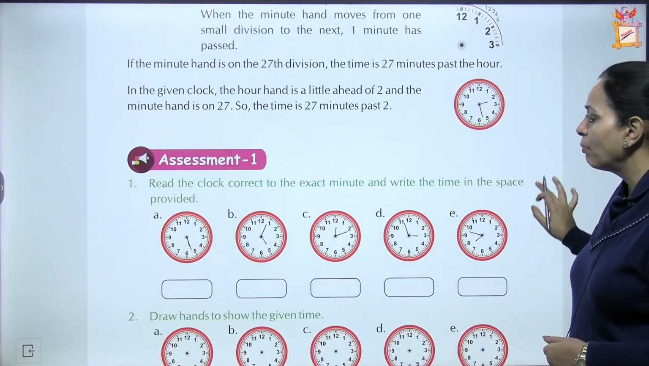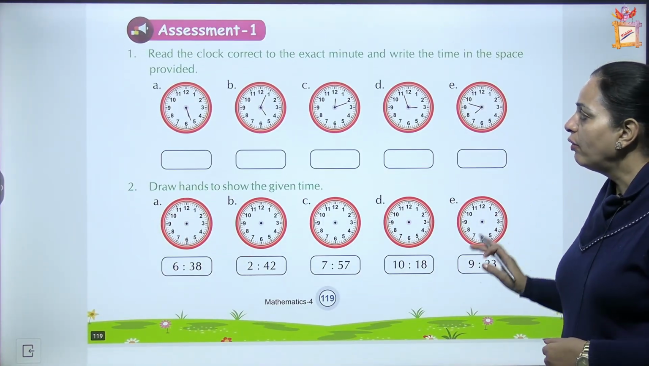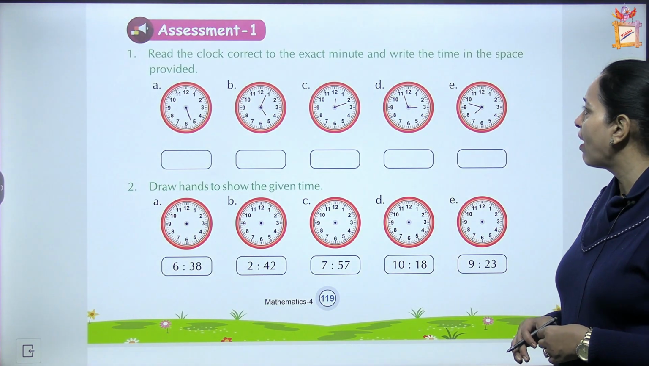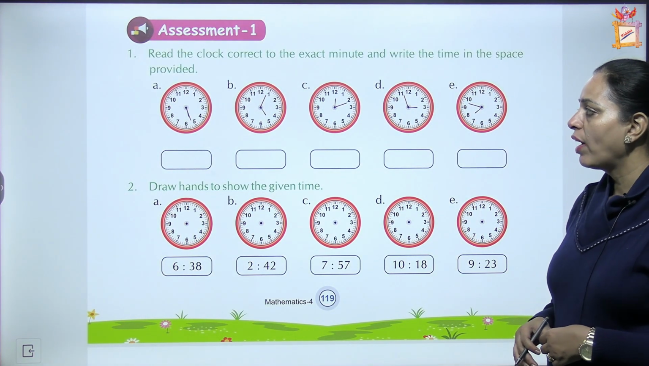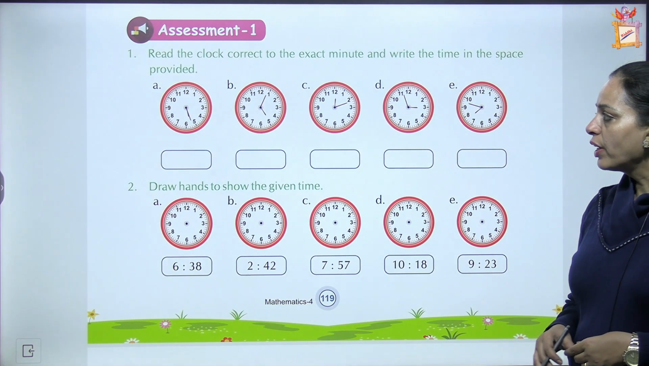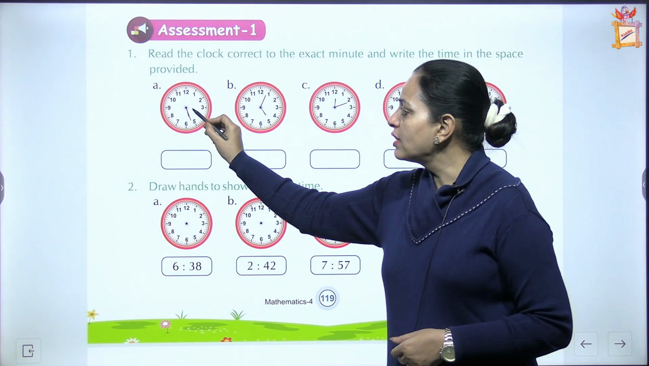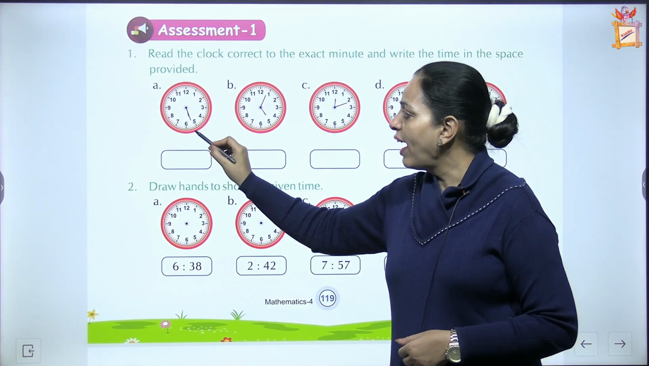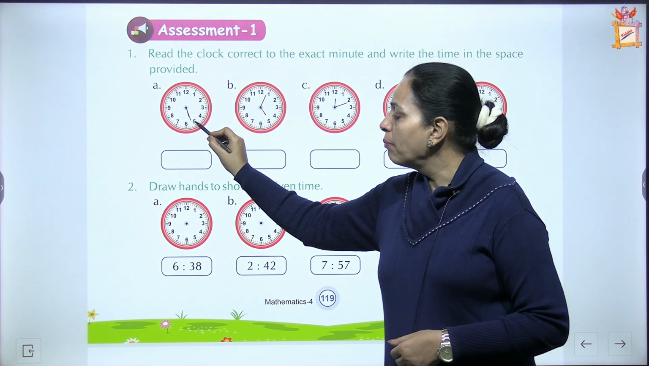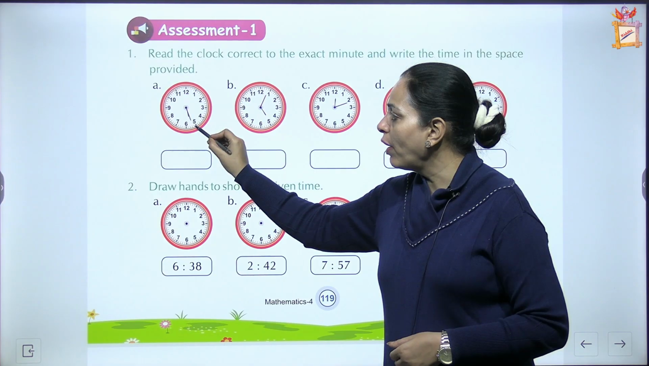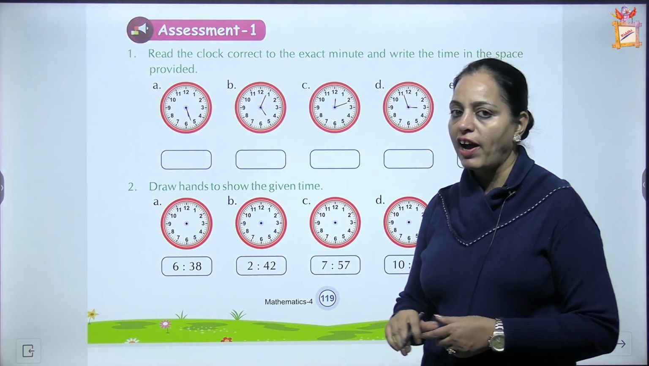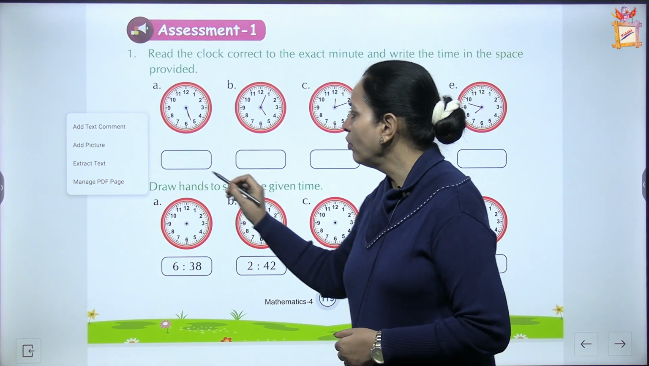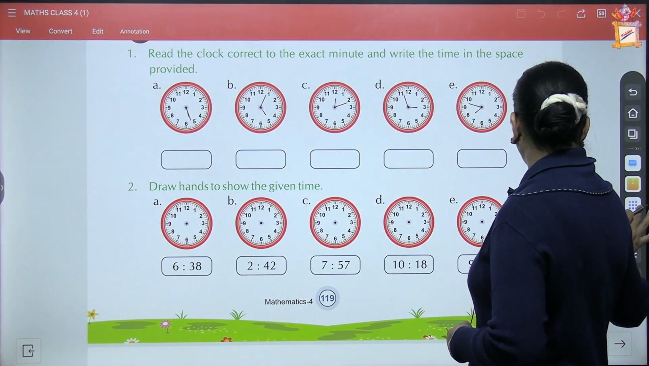Now come to assessment 1. Question number 1. Read the clock correct to the exact minute and write the time in the space provided. So look at here A part. So our hour hand is between 5 and 6 and the minute hand is between 5 and 6 and 1 minute ahead of 5. It means this is 26. So 5, what will you write? 5:26.